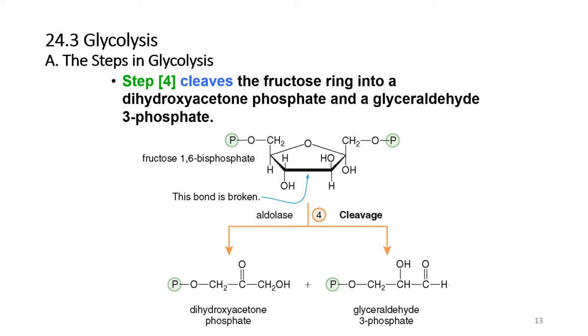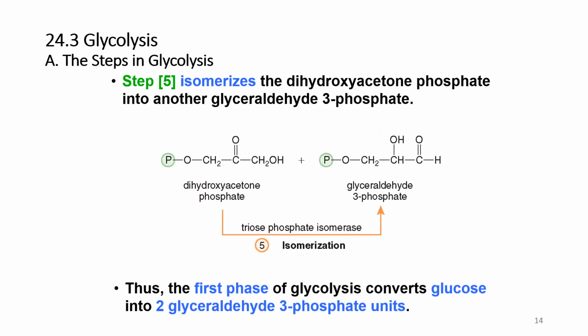Step 4, we're going to cleave, or cut, that fructose 1,6-bisphosphate into 2 3-carbon molecules, and aldolase is the enzyme responsible for this cleavage. So this ring has to open up, and then we cut that into the 2 3-carbon molecules, which are dihydroxyacetone phosphate and glyceraldehyde 3-phosphate.